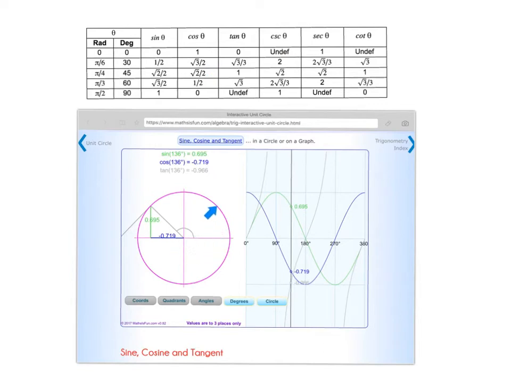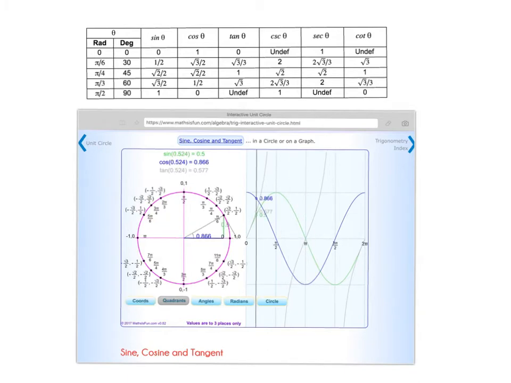Here we've got the unit circle. It's a unit circle because all the way around the radius is 1. And here you've got the graph from 0 to 360 of sine, cos, and tan. So let's have a look at how we use this.